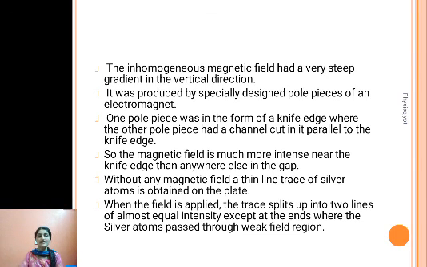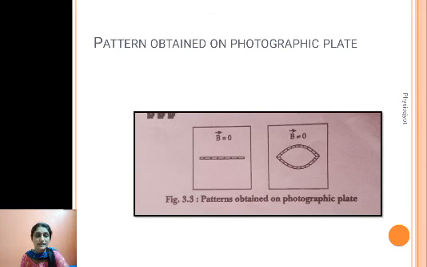Without any magnetic field, we get a thin line trace of silver atoms on the photographic plate. But when we apply a magnetic field, the trace of silver atoms splits into two lines of almost equal intensity. So something like this. Without a magnetic field, you just get a straight line trace of silver atoms, but when you apply a magnetic field, you get splitting.